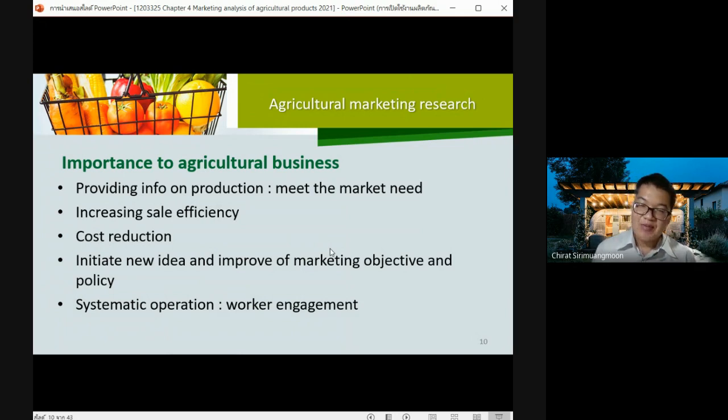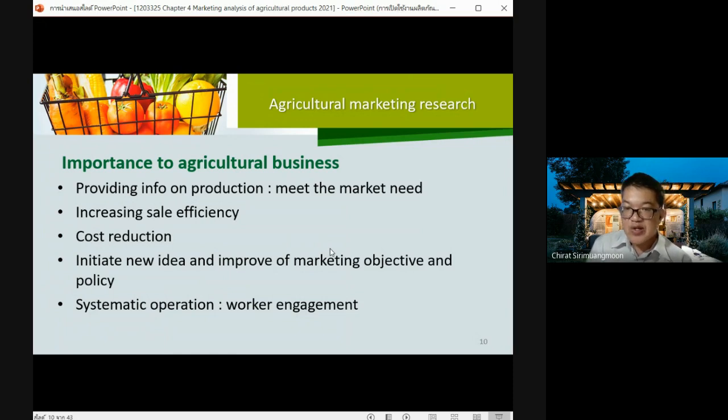Like this way, people need to eat safely. So organic fruit and vegetables are the answer, but the price might be high. So you might need to reduce the cost of production or use another technique to change their perception: that organic product, even if it's very expensive, is good for your health and worth paying for. Also, agricultural marketing research is used to increase sales efficiency.